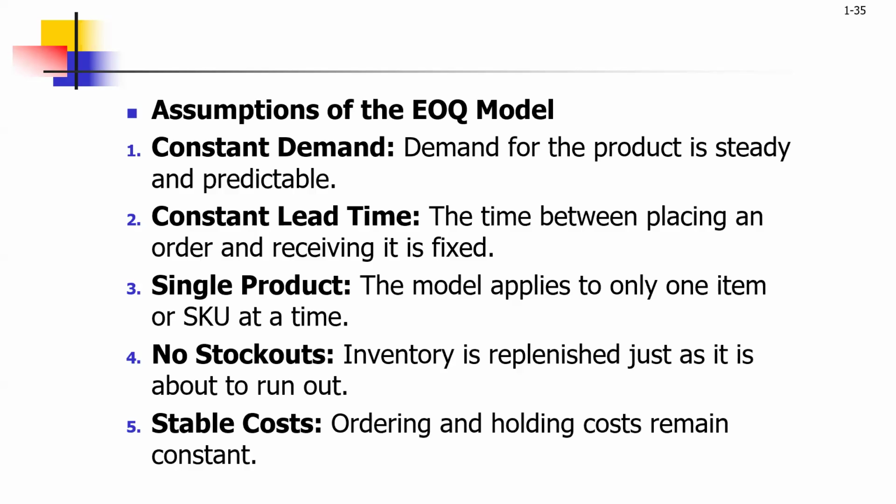Then we have single product system, because the formula may not be able to work with multiple products at the same time. So you have to develop EOQ for every product. You don't say EOQ for all materials in stock. No, you can develop for all of them, but each of them separately. So the EOQ for material A may be different from the EOQ for material B, right?